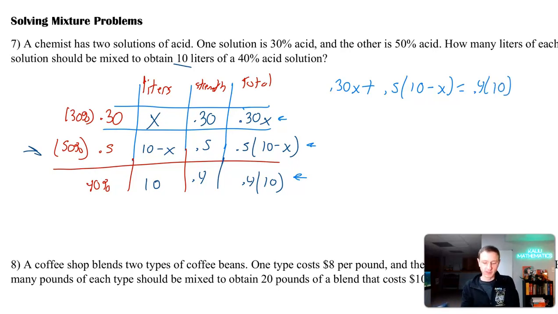So once you can set this up, it is an equation that you need to solve. So I'm going to do 0.5 times 10. So 0.5 times 10 is 5, minus 0.5 times x, equals 0.4 times 10, which is 4.